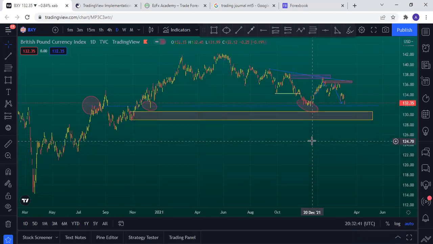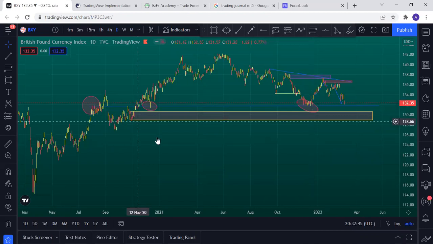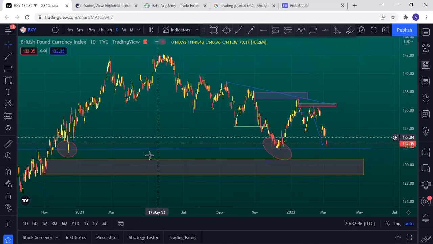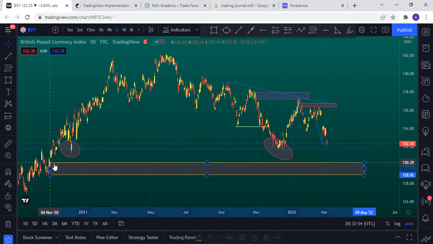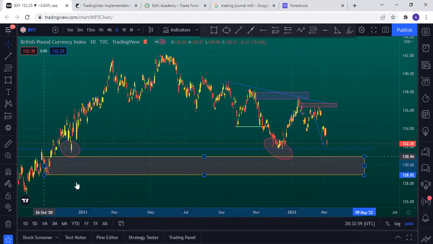All right, so this is the daily time frame, and we're seeing that that zone is also quite visible even on the daily time frame. We might want to mark it as this, and just refine it a little lower.